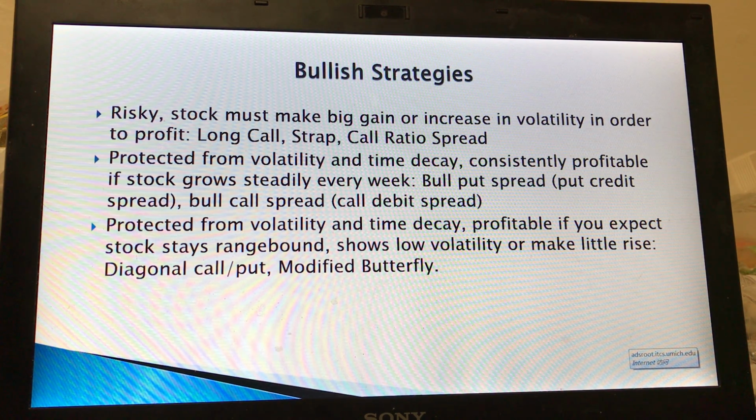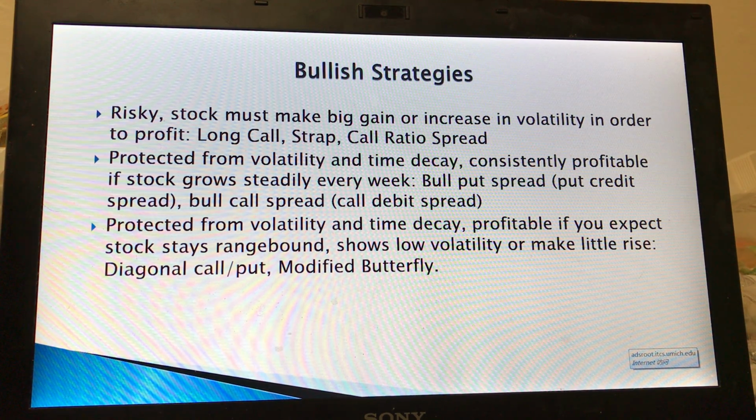The second category is strategies that are protected from volatility and time decay, which is better compared to the previous three strategies. These strategies will be consistently profitable if the stock grows steadily every week, and they include the put credit spread and the call debit spread. And we will introduce this in the next slide.